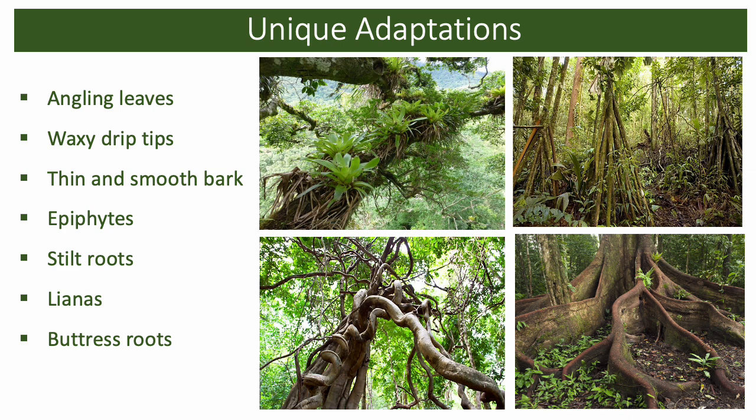The lianas with thick woody stems wrap around the trunks of the trees and protect the shallow-rooted heavy trees from falling. The presence of buttress roots with large, wide roots spreading out on all sides shares the weight of the tree.